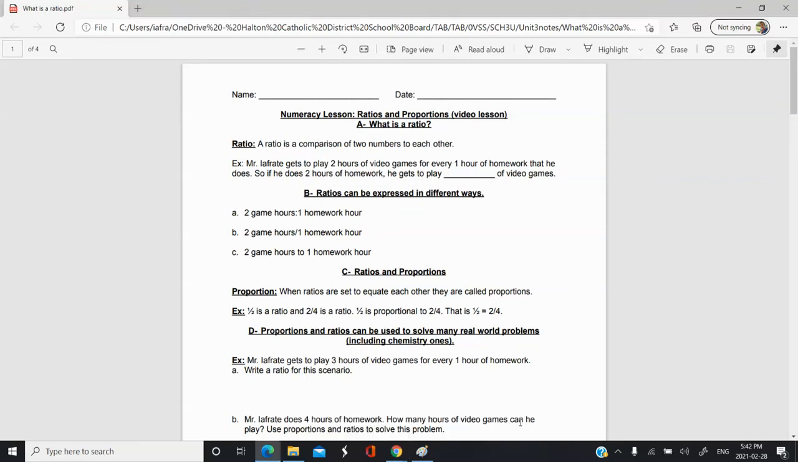So in this lesson, we're going to take a look at ratios and proportions because you need to be able to know how to use ratios and proportions to solve a lot of problems in chemistry. So when we talk about a ratio, it's a comparison between two numbers, for example. Let's take a look at an example here.